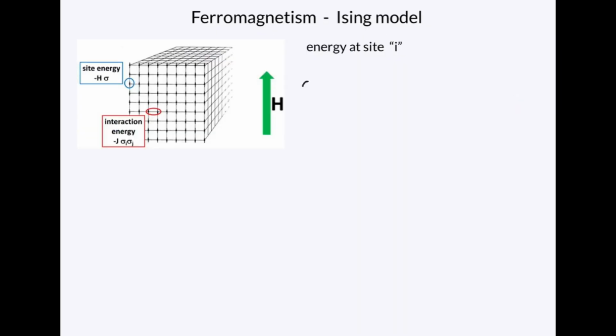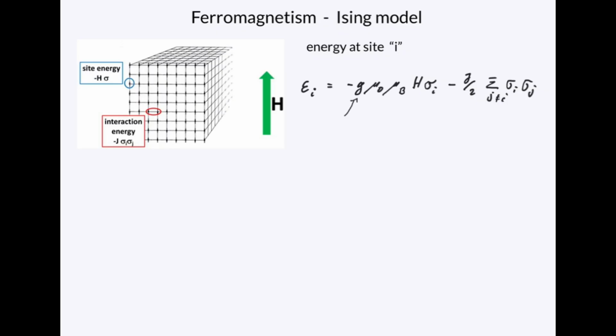In order to roll out the statistical physics description of such a system, we first have to derive the Hamiltonian. The Hamiltonian is characterized by the site energies epsilon_i equal to minus g mu_0 mu_Bohr H sigma_i, where g is the gyromagnetic ratio for an electron, which is 2, mu_0 the vacuum permeability, and mu_Bohr the Bohr magneton, the magnetic moment of an individual spin.